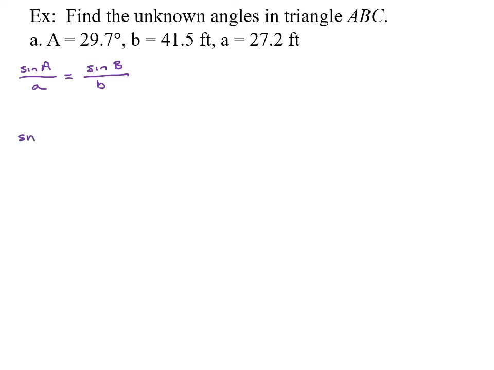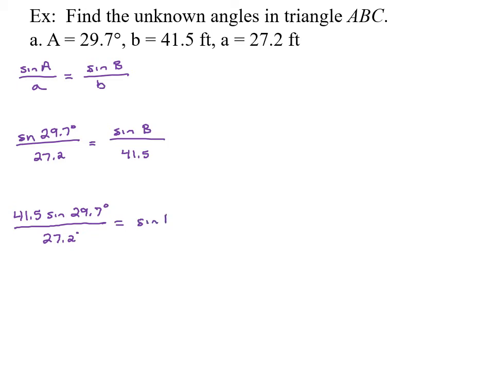So if I plug the numbers in, I'll get sine of 29.7 over 27.2 would be sine B, which is what I'm looking for, over 41.5. Move the 41.5 to the top left, and I'll get 41.5 sine 29.7 over 27.2. Then I go to the calculator. 41.5 times the sine of 29.7 divided by 27.2. And so if you type that in the calculator, you'll get a decimal number, 0.756 or so, somewhere in that area.